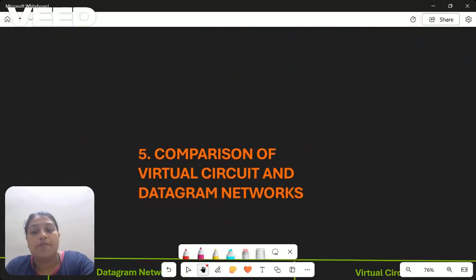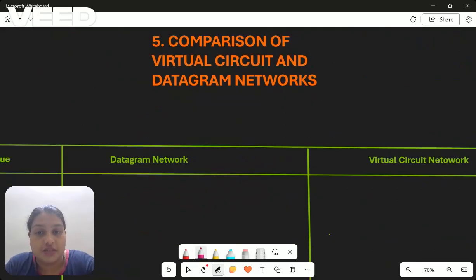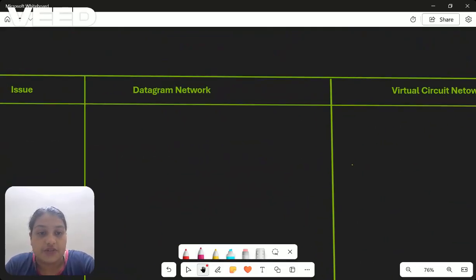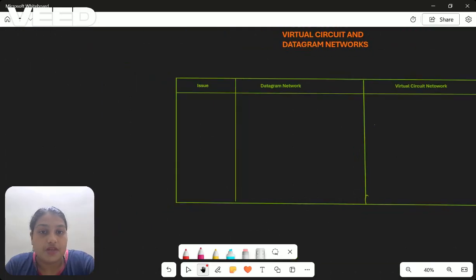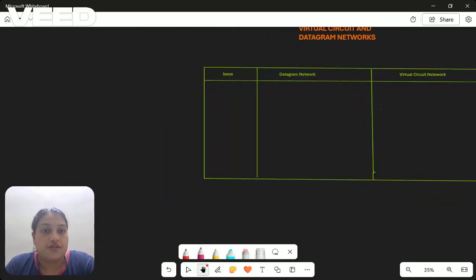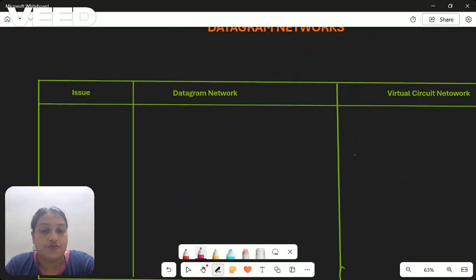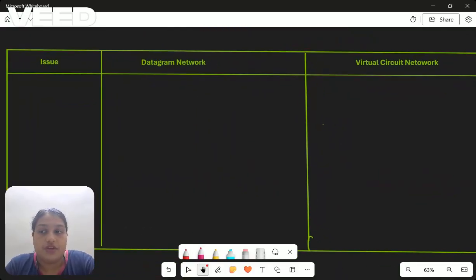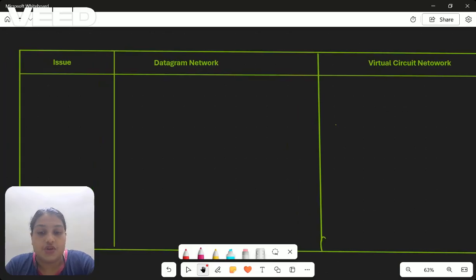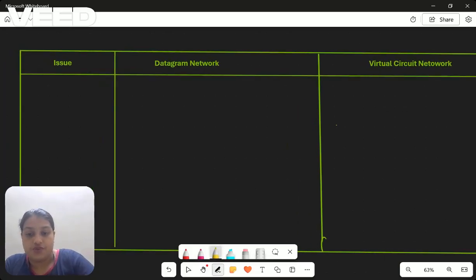Now we have the comparison of virtual circuit and datagram network. This is our last design issue. Okay, now what is the issue? So we have lots of issues. Now, the issues of datagram network and virtual circuit network. It is going like that.